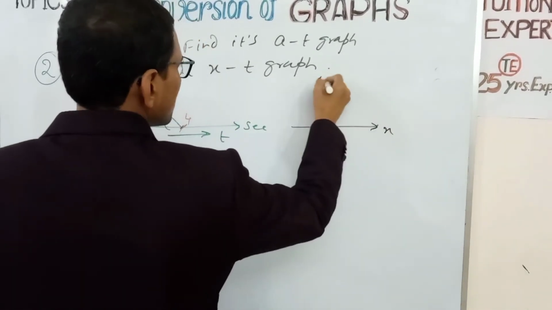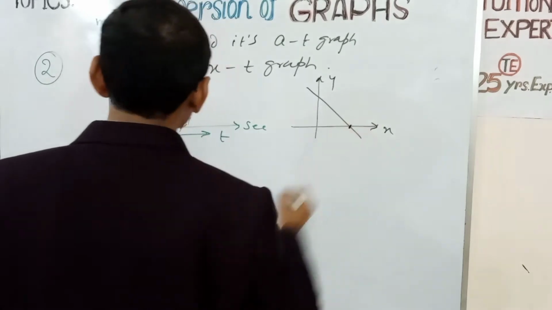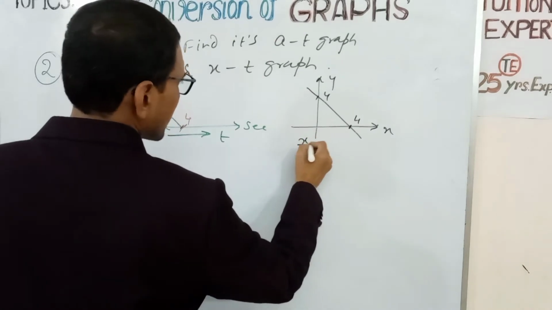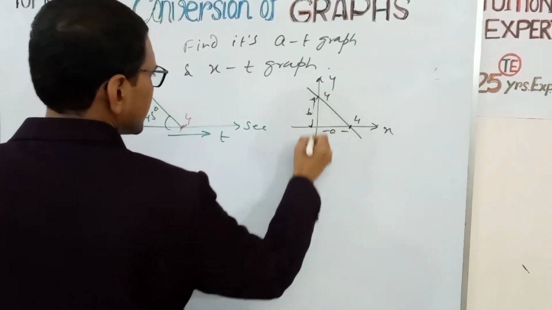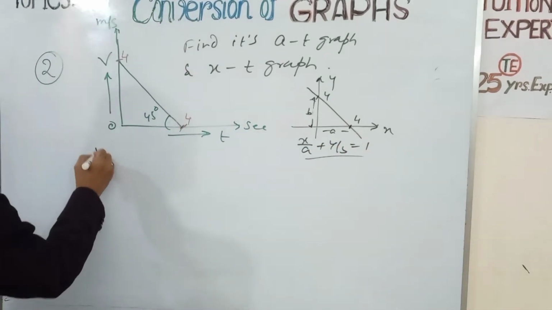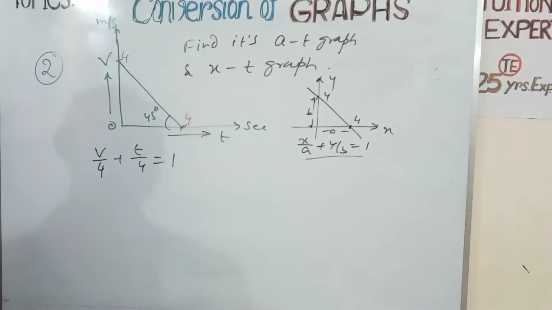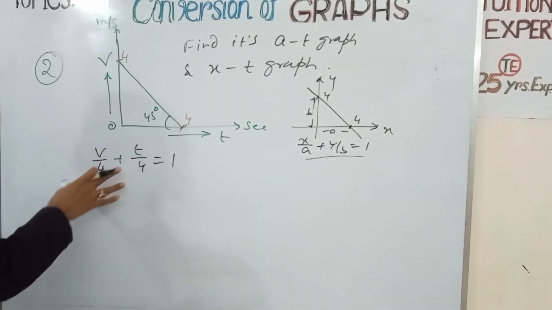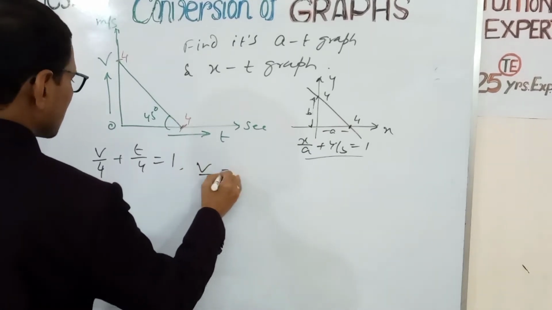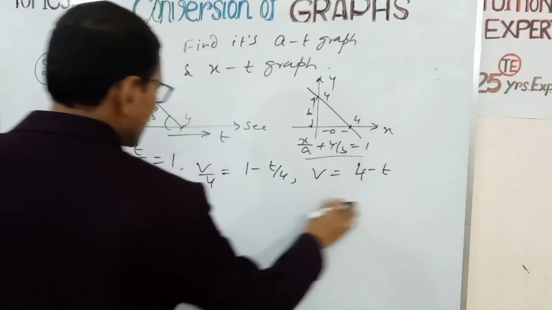We know in coordinate geometry, I have shown in another video how to write the equation of a straight line. Now this is a straight line in intercept form, 4. So the equation is x by a plus y by b equal to 1 in this form. Here the equation will be v by 4 plus t by 4 equal to 1. So from this we get v equal to 4 minus t, v equal to 4 minus t.